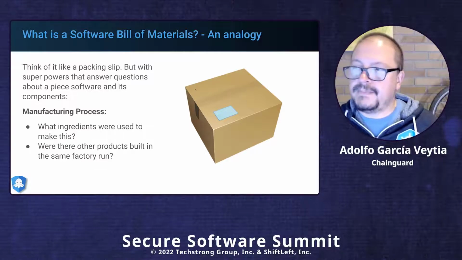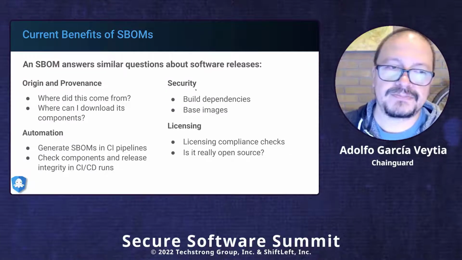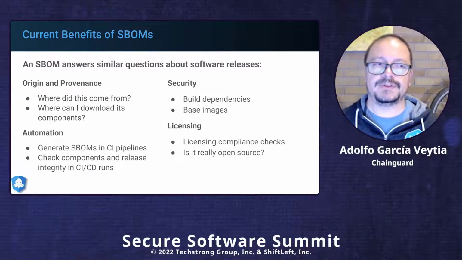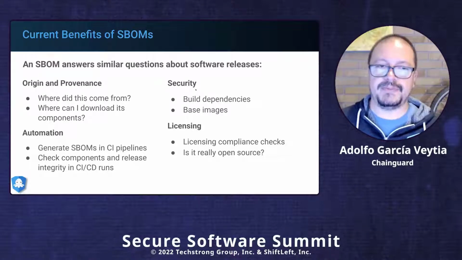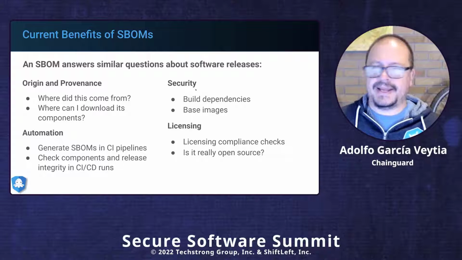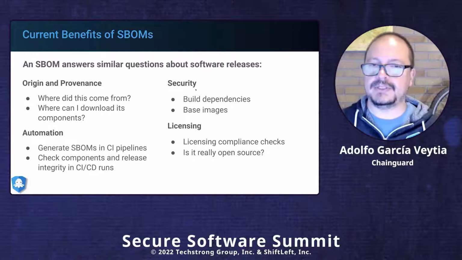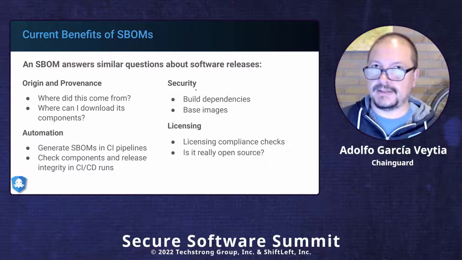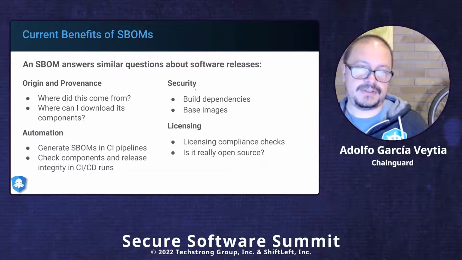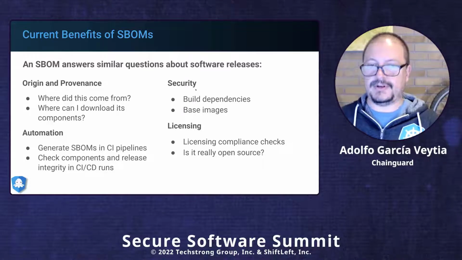So an SBOM allows you to answer some similar questions about your software. For example, it'll allow you to answer the same as the packing slip. It'll allow you to tell about the origin and the provenance of your shipment. So where did it come from? Can I download this software again? From where, and what can I expect from it? And you can use this kind of information to plug it into security tools to check dependencies and the base images that you use to run your containers, and it'll allow you to find if they have security vulnerabilities in them.